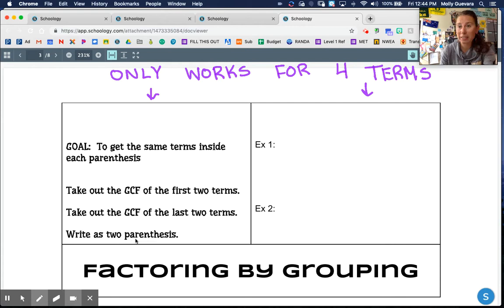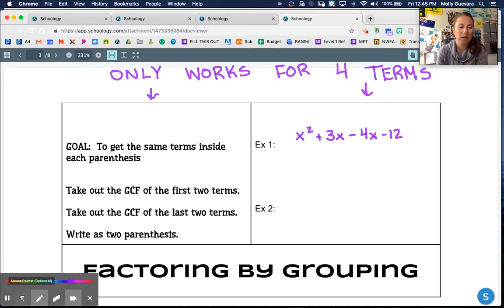So we're going to do 2 examples here. You guys have seen this before, it just might have been a while. So my first example is x squared plus 3x minus 4x minus 12. So I have 4 terms, right? And so because I have 4 terms, I can factor by grouping. So I'm going to group these first 2 terms together and these last 2 terms together.